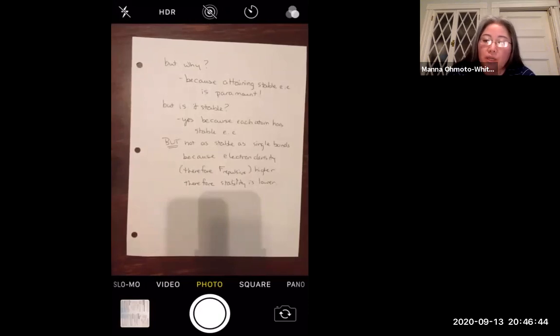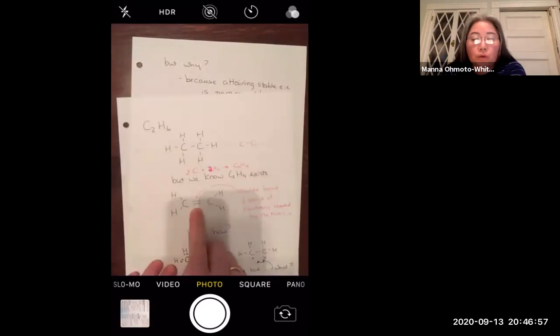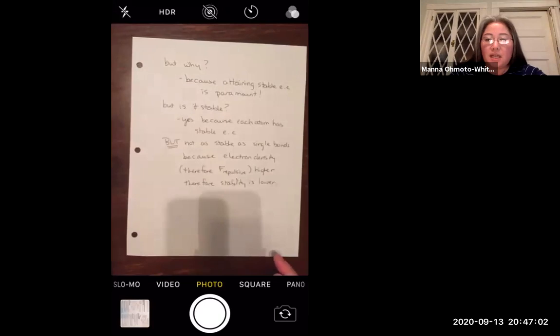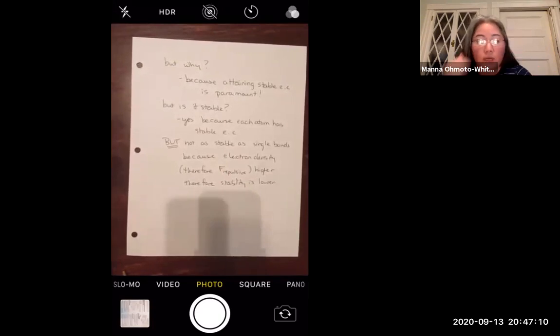between 2 nuclei. But it's not as stable as single bonds because of the electron density, right? So instead of having 1 pair of electrons between the 2 carbon nuclei, I have 2, and electrons are both negatively charged, and so what's going to happen is that the repulsive force is going to be higher in a double bond than in a single bond, so its stability is lower. So it's not that it wants to form a double bond. It forms a double bond out of a compromise because attaining a stable electron configuration is the most important.